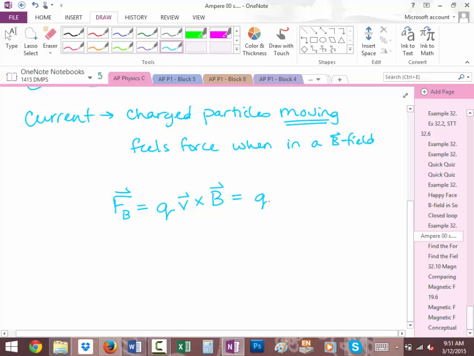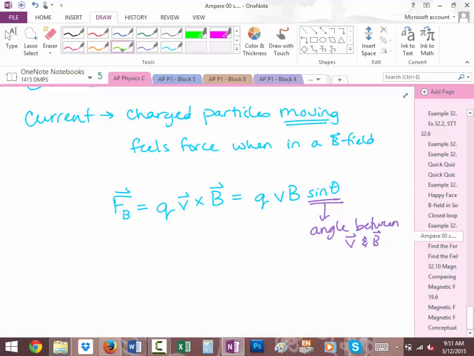Sometimes we write this as QVB times the sine of theta, right? That's really what that cross product means. And the sine of theta is the angle between V and B. Okay. We've dealt with this cross product business before. We're going to spend some quality time with it real quick because I want to make sure that it makes sense. So the magnitude is just an easy multiplication thing. The direction we find using what? The right-hand rule.